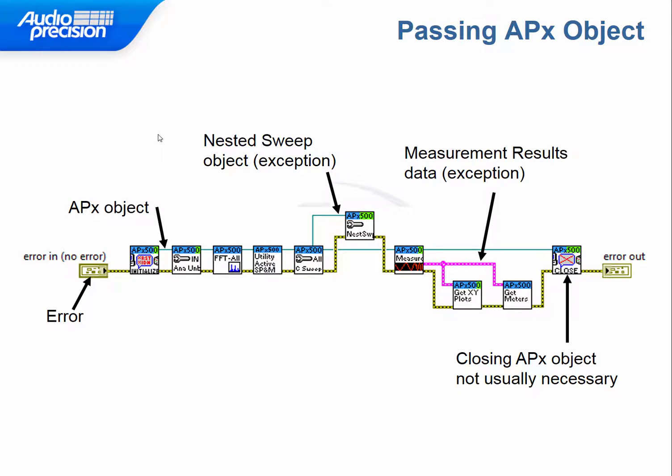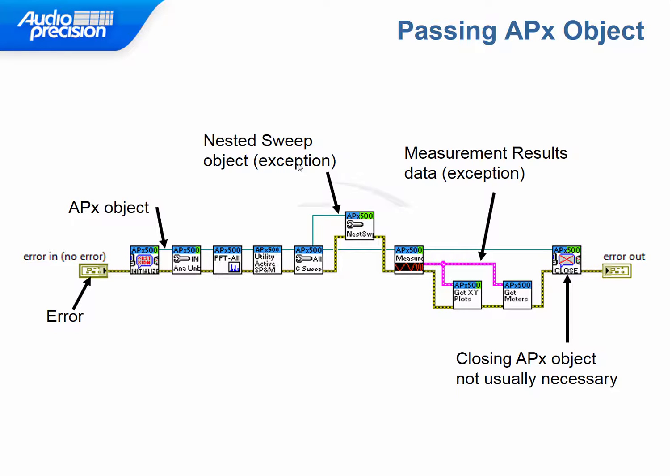This shows how the APx object or reference is passed around through the VIs. So typically you would call the open VI, which gets the reference to APx500, and that's passed through all of the VIs downstream. Similarly, you would wire the error cluster to all the VIs to make sure that error handling is passed all the way through the chain, and you can handle any errors that occur.